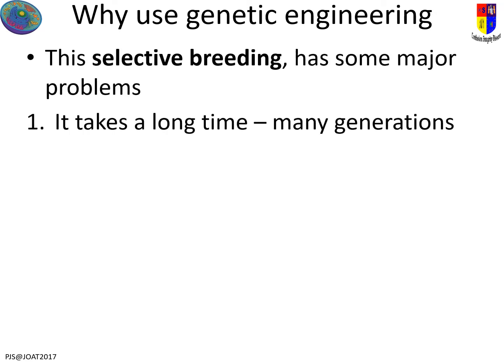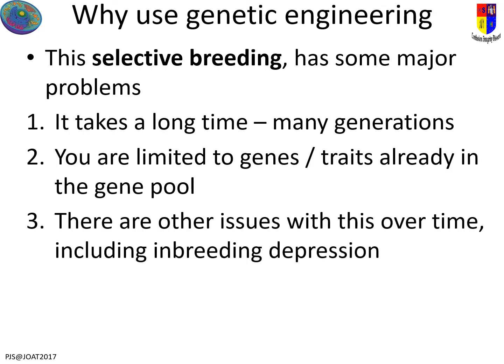So selective breeding problems, which are the ones we just mentioned, and also there are other issues which can kick in, including something called inbreeding depression, higher if we're looking at that. Okay, so we need to find other ways, and one of them is to use genetic engineering.